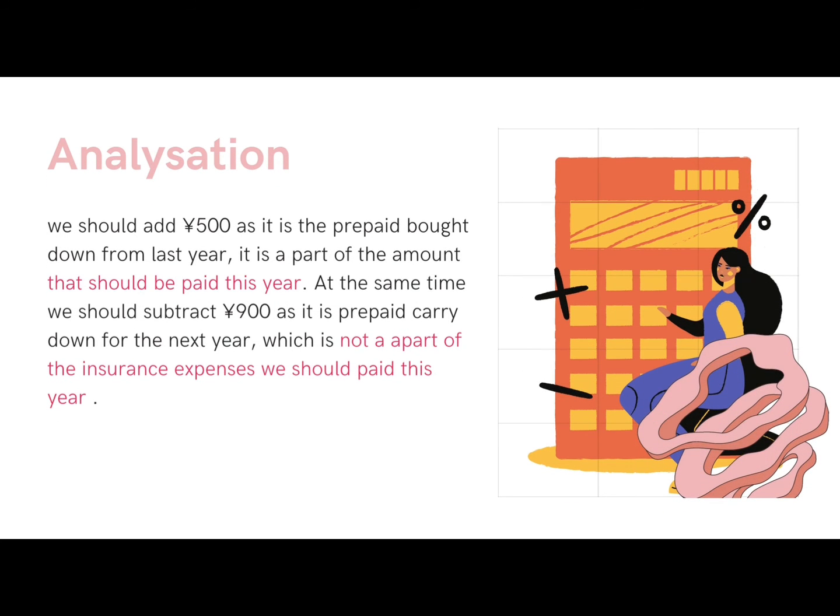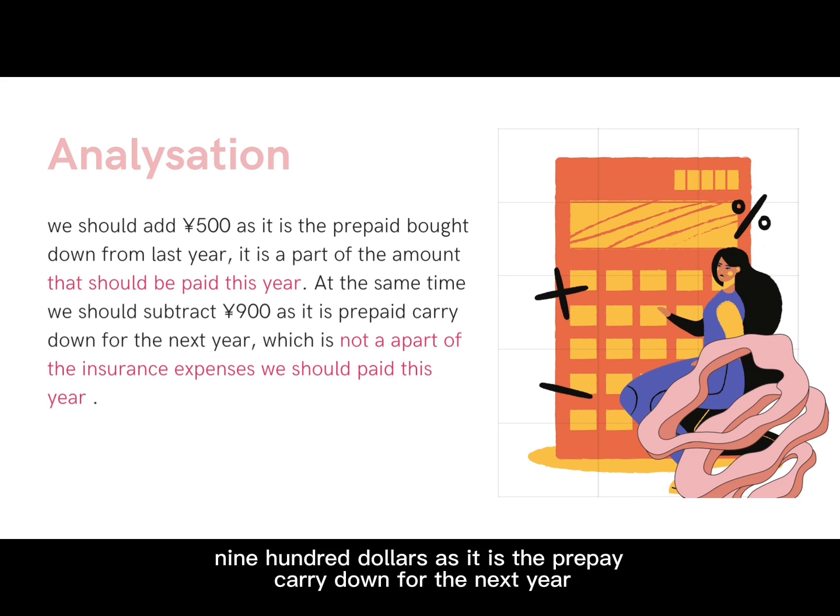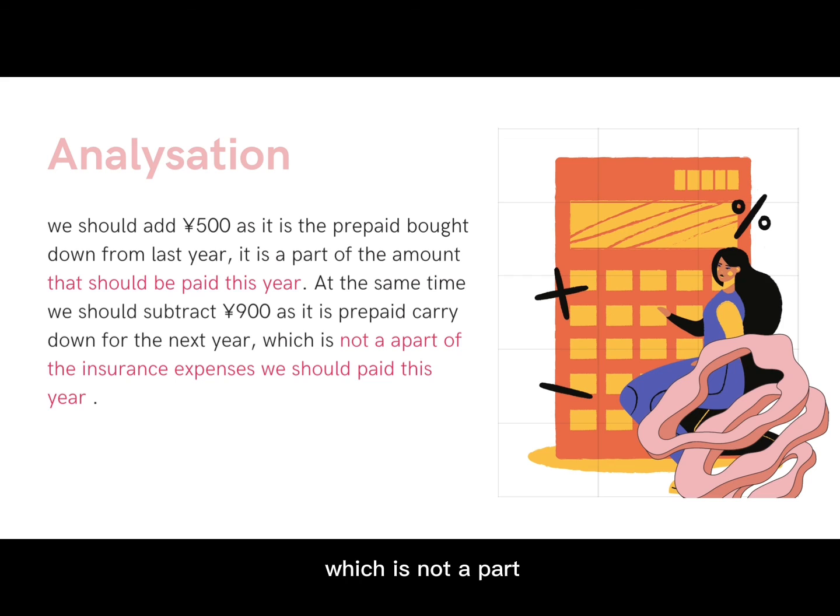Because we should add $500 as it is the prepaid brought down from last year. It is a part of the amount that should be paid this year. At the same time, we should subtract $900 as it is the prepaid carried down for the next year, which is not a part of the insurance expense we should pay this year.